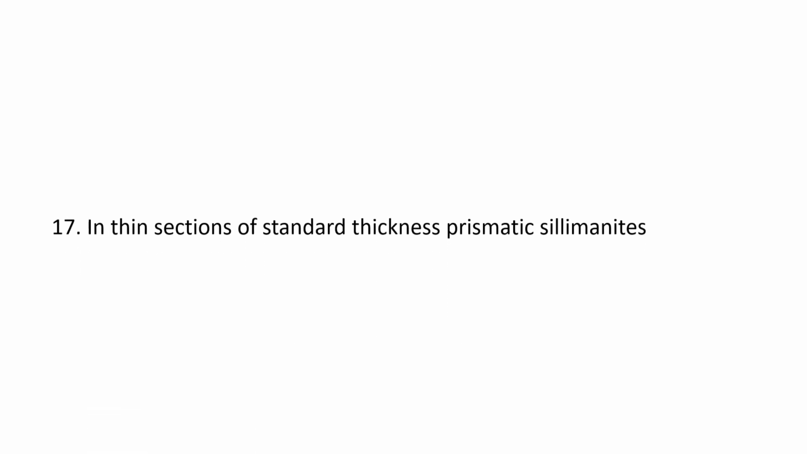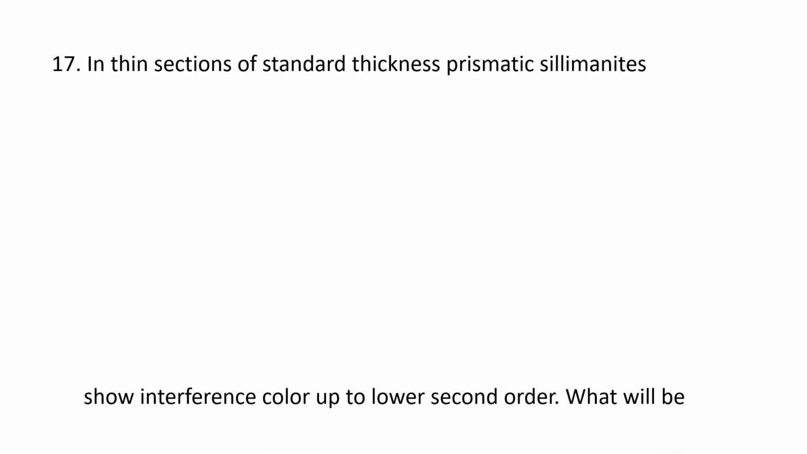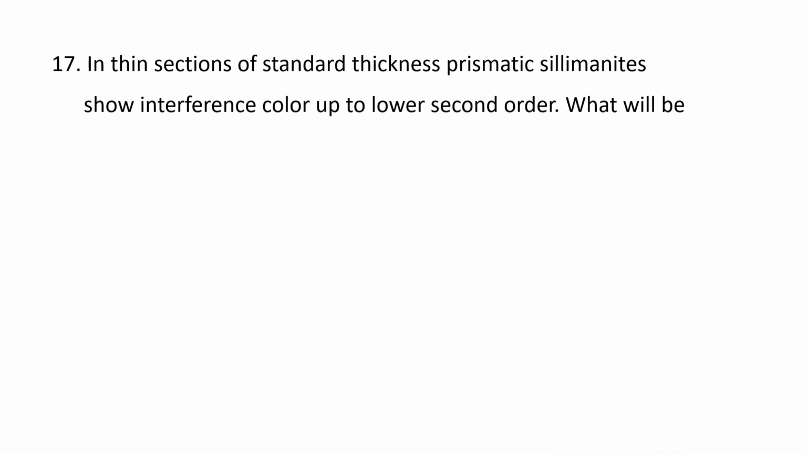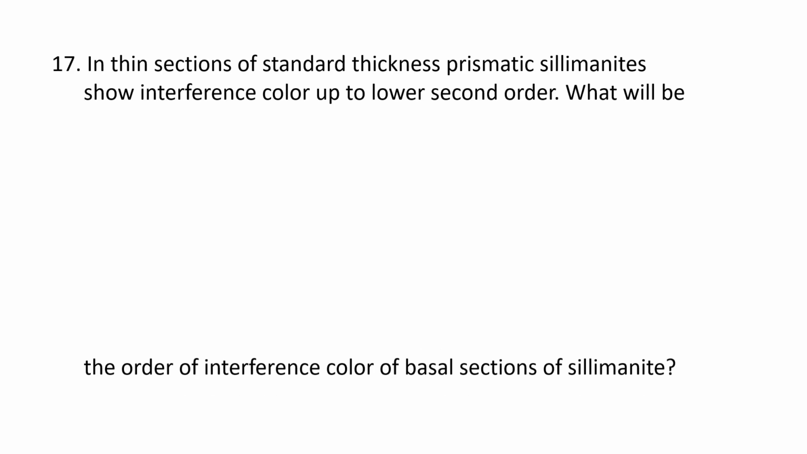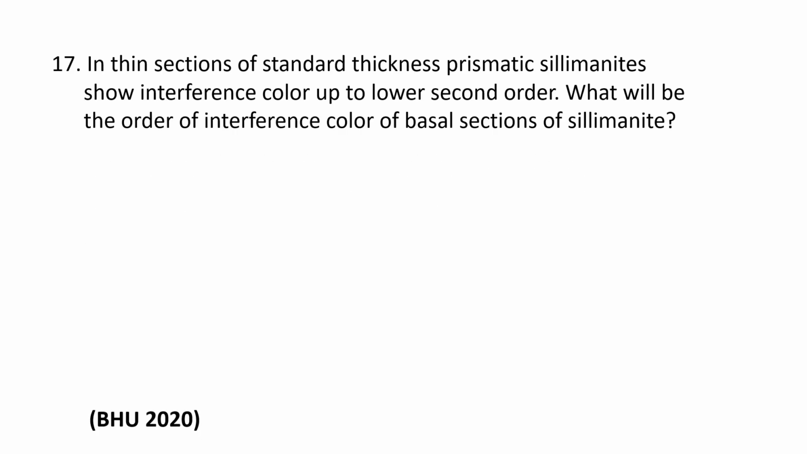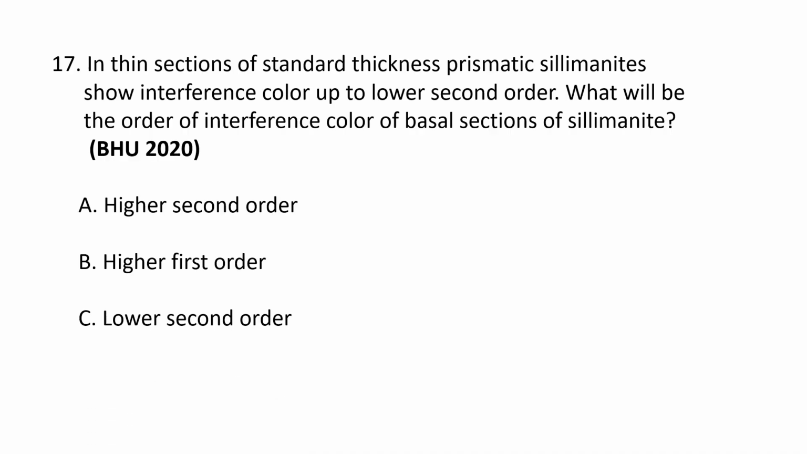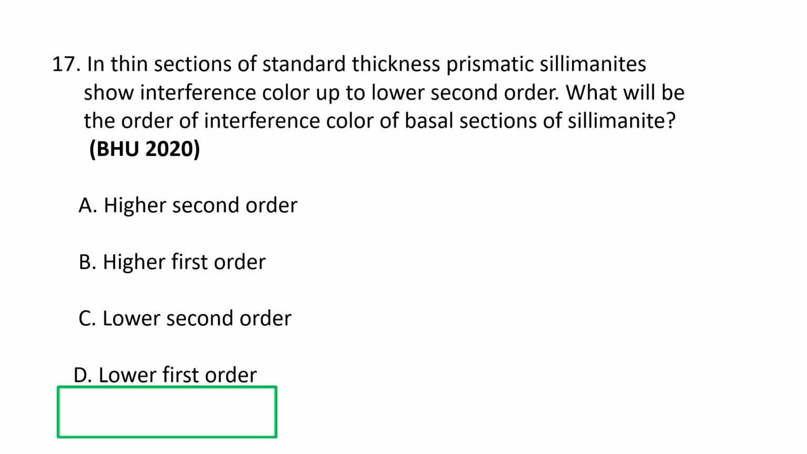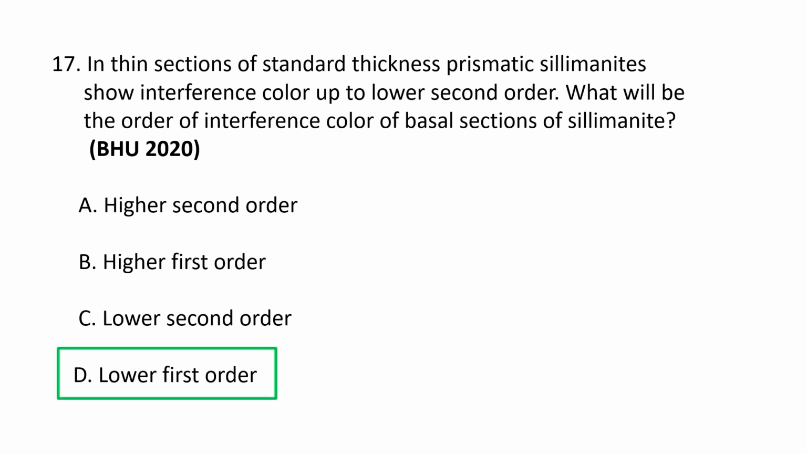Next question. In thin sections of standard thickness, prismatic sillimanites show interference color up to lower second order. What will be the order of the interference color of basal sections of sillimanite? The choices are A. Higher second order, B. Higher first order, C. Lower second order, D. Lower first order. The correct option is lower first order. In the basal sections of sillimanite, the interference colors typically range from first order yellow to second order green, according to microscopic and UFRGS.